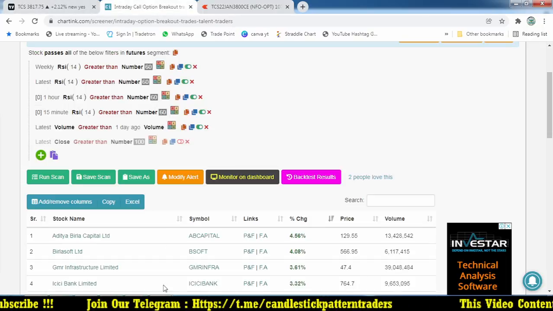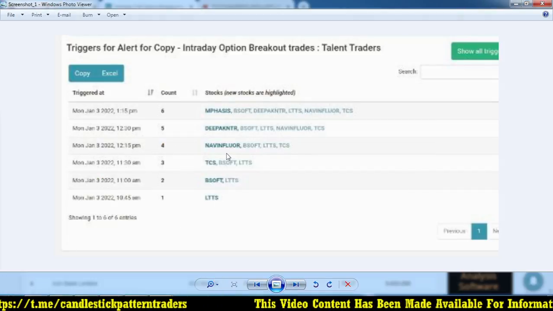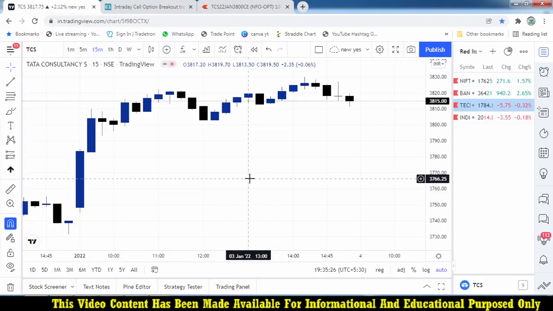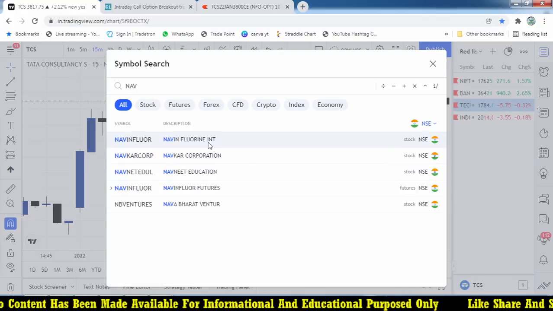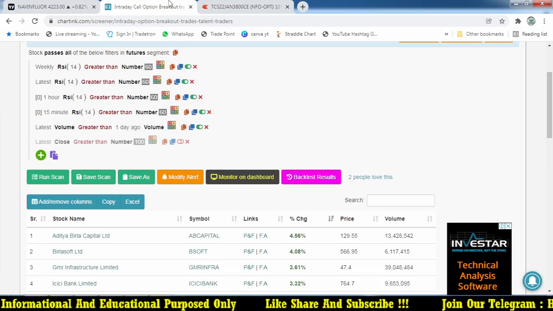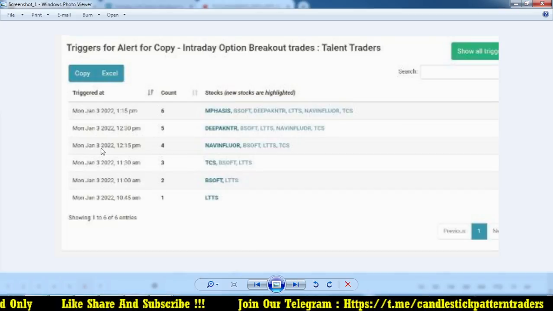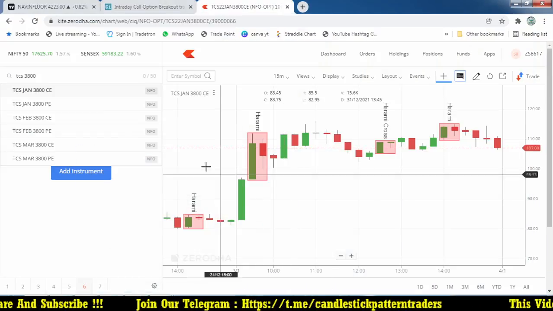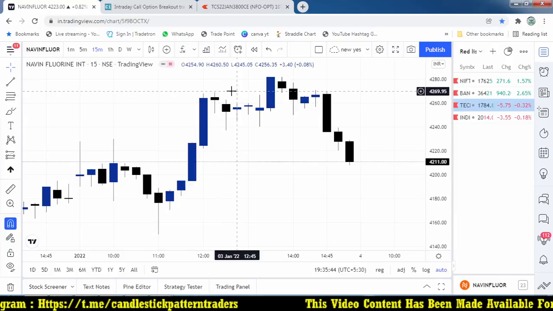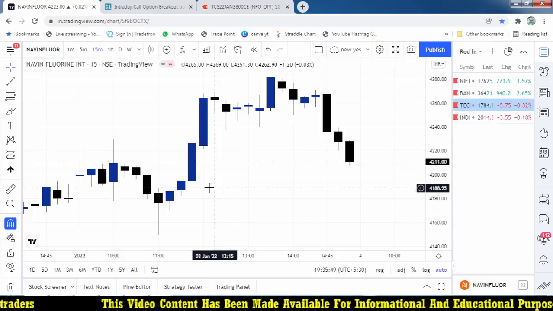Some other stocks which went up after 12:30 are Deepak Nitrite and Navin Fluoride at 12:15. Let me try Navin Fluoride. This stock may not be trading with good volume. Let me see the exact time, 12:15. Navin Fluoride comes under the scanner by 12:15, maybe this candle. After that its high is not broken. We are going to take the 4,200. I think this stock is not trading good volume.